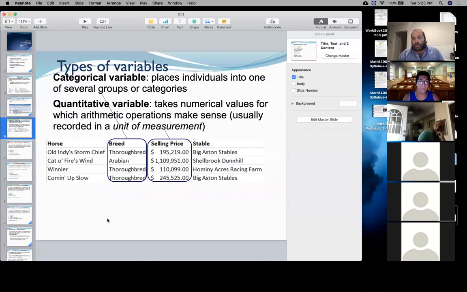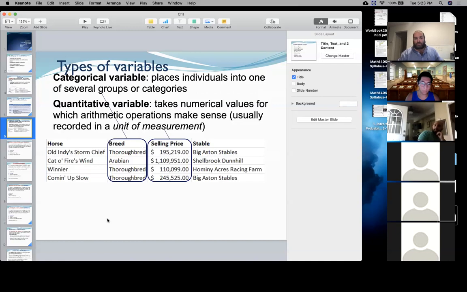So when it comes to variables, as we're going to see, there are two types. And these two types are very different. The analysis of them is different. The visualization of them is different. Pretty much everything we do with them is different. So what are those two types? You have what are called categorical variables, and you have quantitative variables.